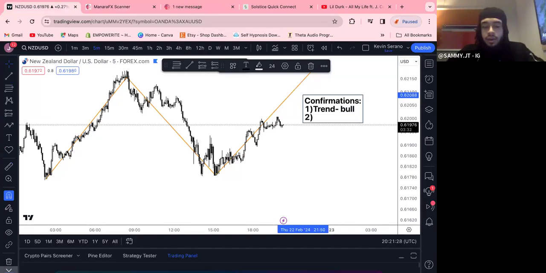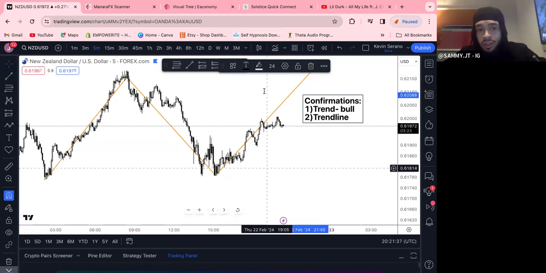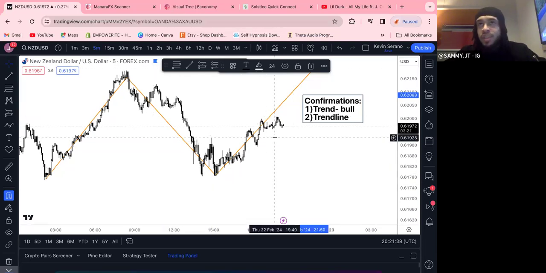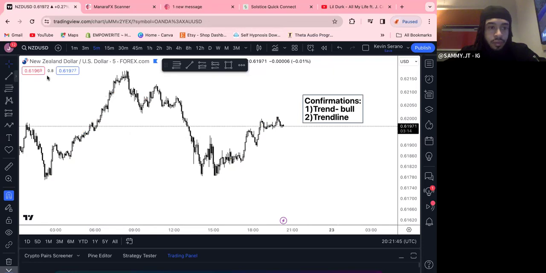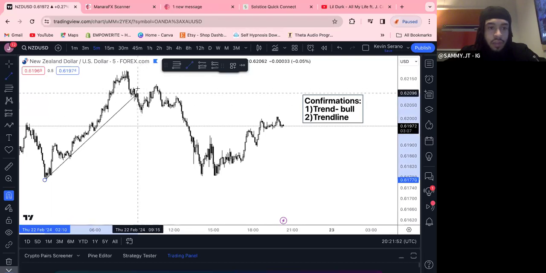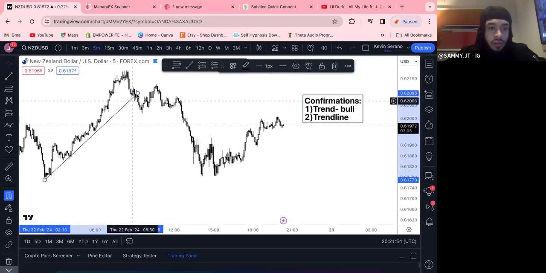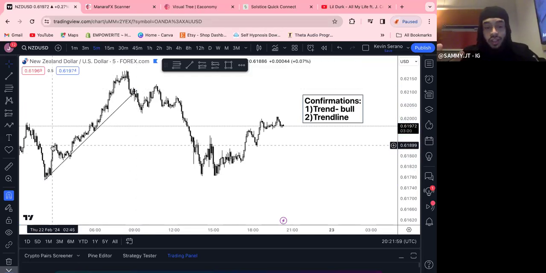Second confirmation that I personally look for is trend line. Now, all a trend line is, guys, is an upwards or a downwards support or resistance, ceiling or floor. So for example, I'm going to try and draw out a trend line here. You can see this coming up here was a trend line that got respected a few times. Now how do you know if it's a true trend line? You should have 3 touches.